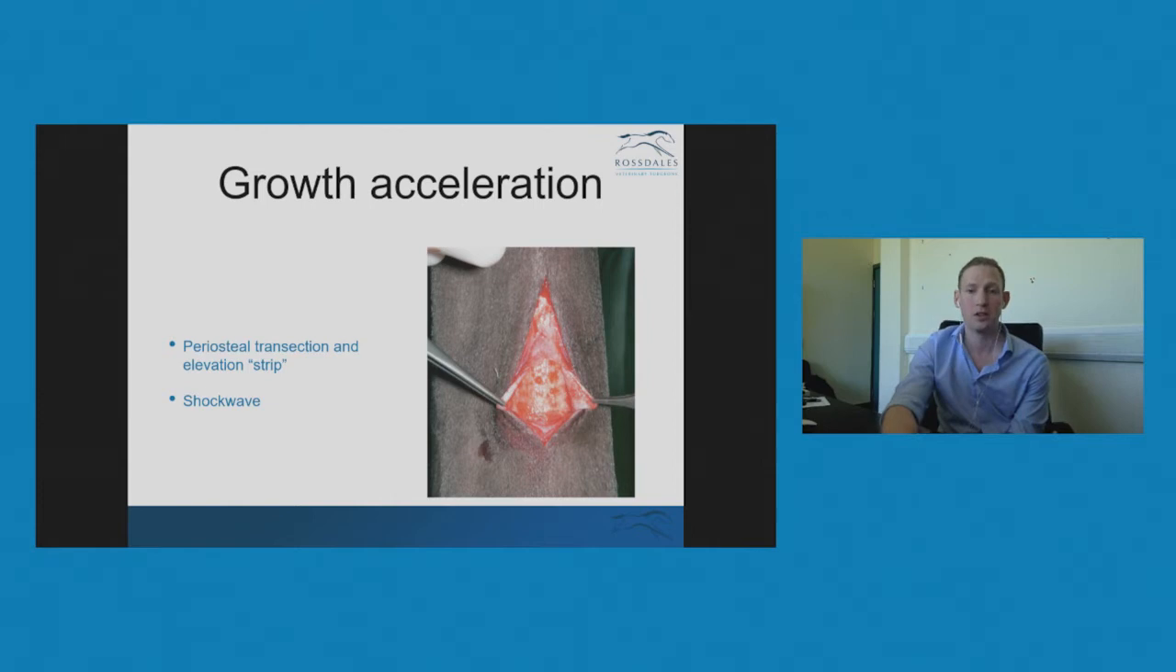The classic treatment for growth acceleration is the periosteal transection and elevation, or a periosteal strip, and shockwave is another growth accelerating technique. This picture is an extreme example of a periosteal strip. We wouldn't usually make an incision quite that size, but it gives you a good view of the technique being performed, and you can see the pieces of periosteum that have been split and elevated held in those forceps.